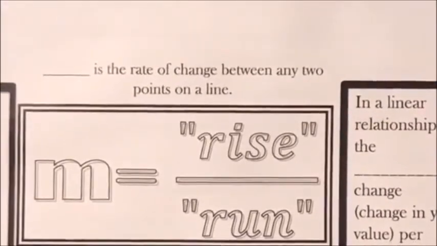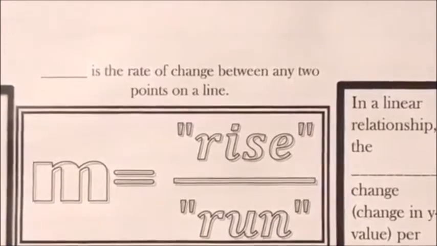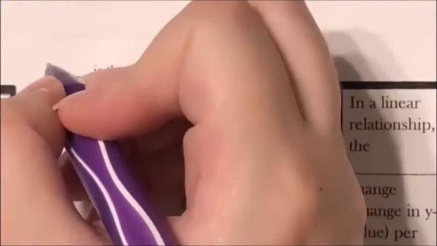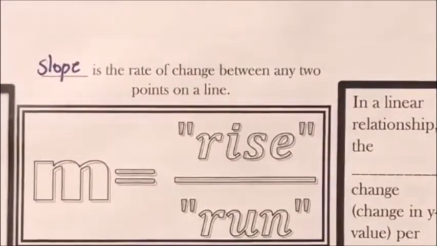Blank is the rate of change between any 2 points on a line. So in that line you're going to write slope. So slope is the rate of change between any 2 points on a line.